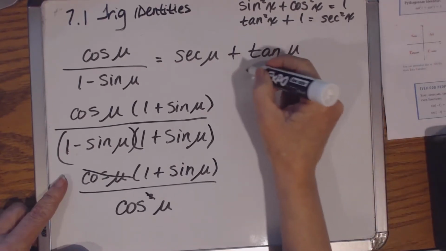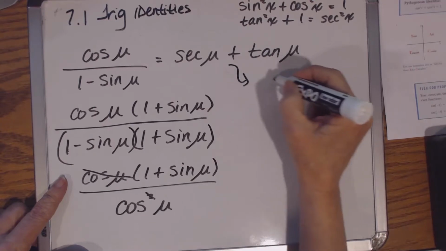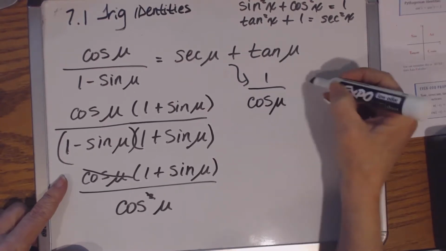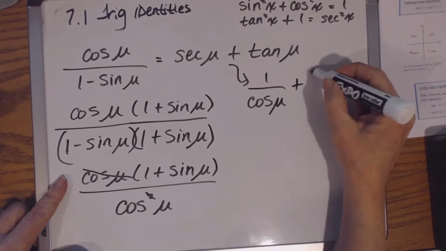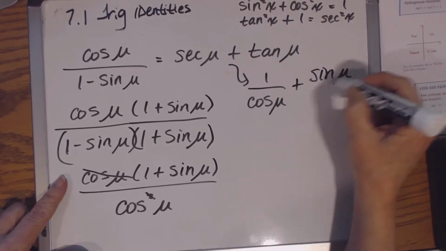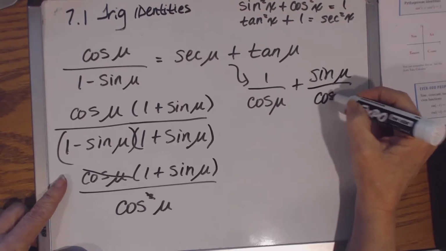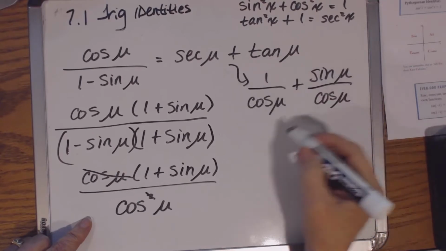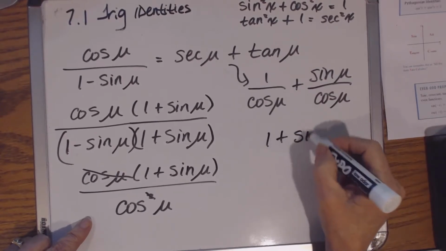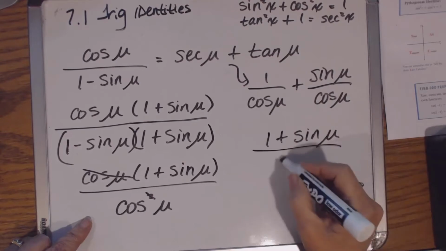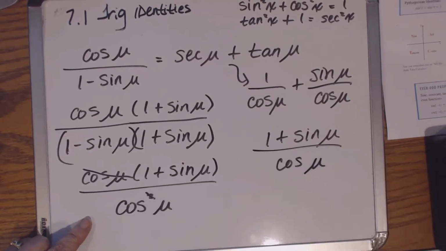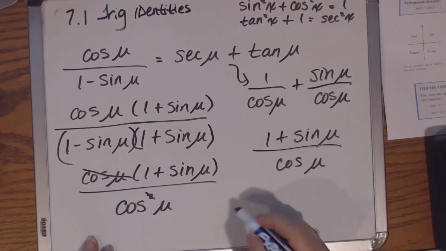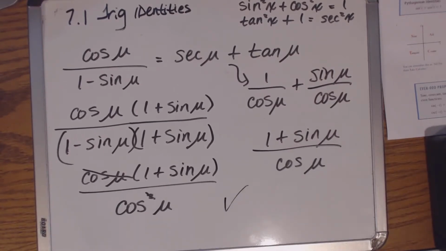And I don't know if you remember, but when I expressed this as, I should have not erased it, actually. I actually have the same thing. I could simplify this as 1 plus sine of u over cosine of u. Okay, so this and this, the left-hand side and the right-hand side are the same. That's considered a verified identity. Okay?